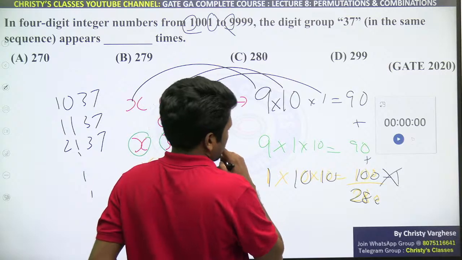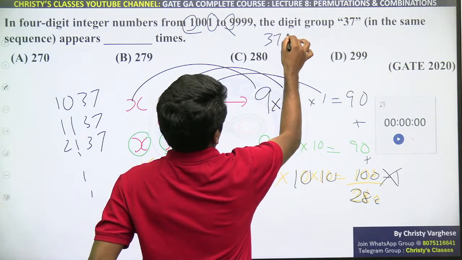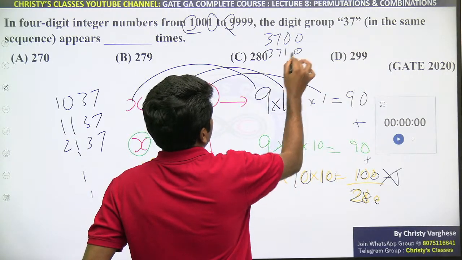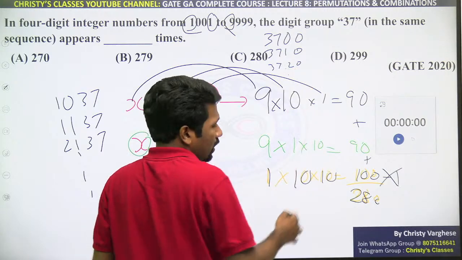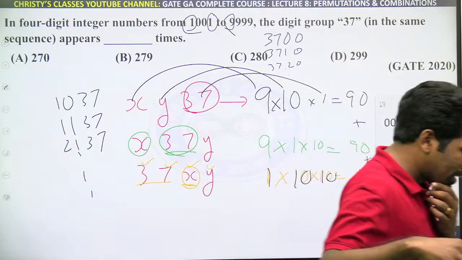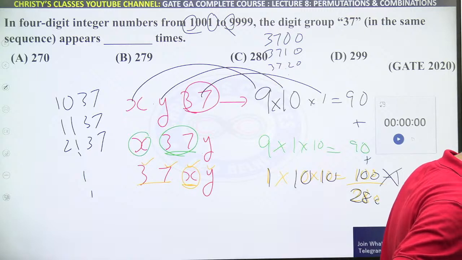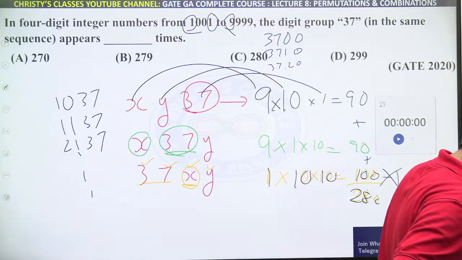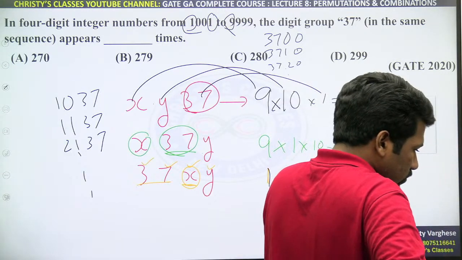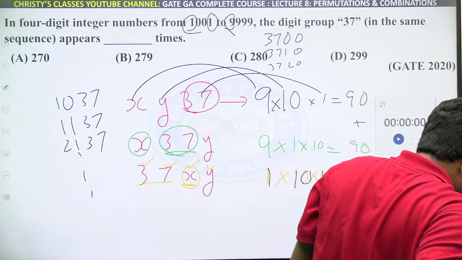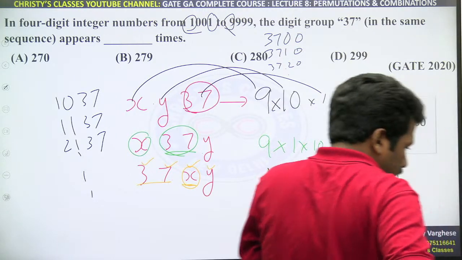What I am saying is, 3700 is valid, 3710 is valid, 3720 is valid, all those are valid. So that is why 280 will be the answer. Why 0 to 9, Muskan? Can you explain it? 3700 to 3799, yes, 100 numbers. Now clear. Okay, everyone clear now.